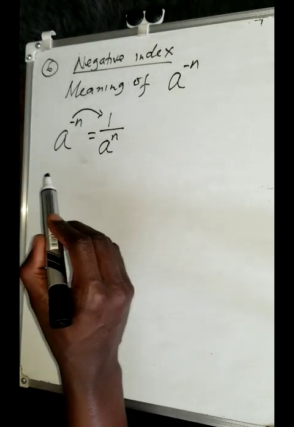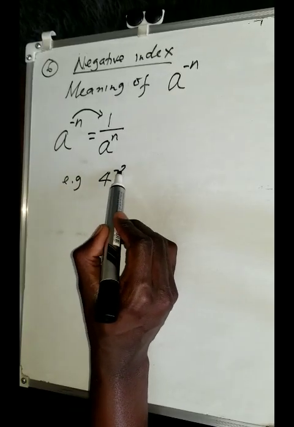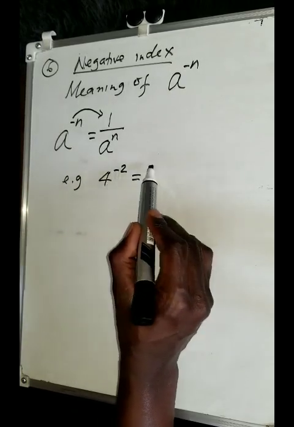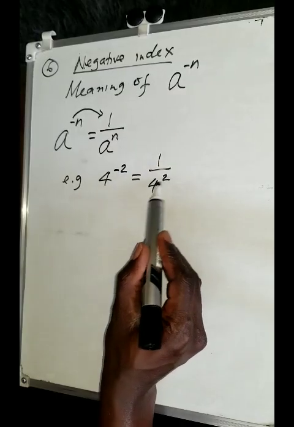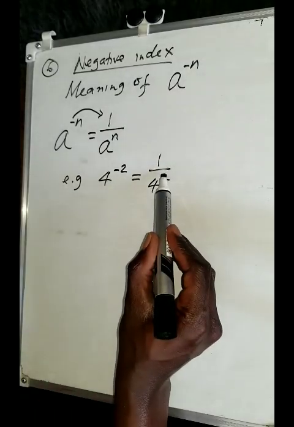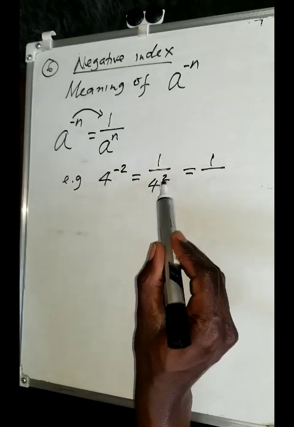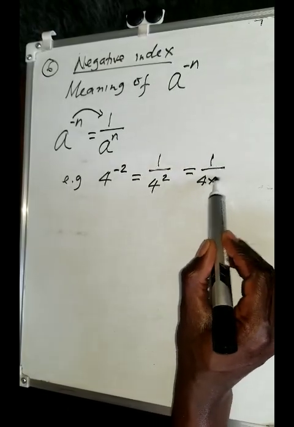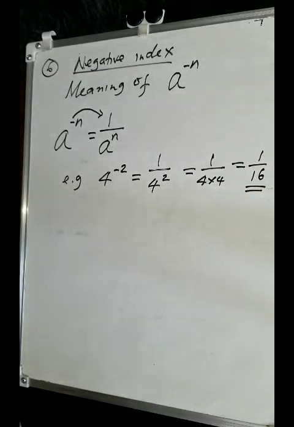For example, if you have 4 raised to negative 2, it simply means that the negative will be 1 over 4 raised to a positive index, a positive 2. You've seen the negative has disappeared. So it will be 1 over, what is 4 raised to the power 2? It means 4 times 4, which will give you 1 over 16. So that is what we mean.